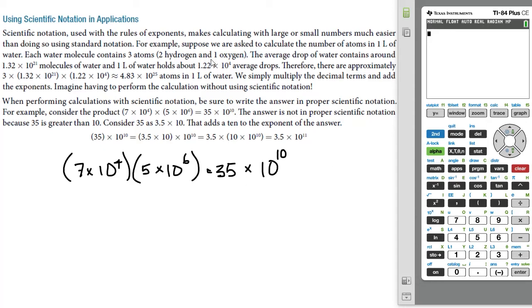Now, you've got to think to yourself here, okay, I know that 35 is equal to 3.5 times 10 to the power 1, isn't it? So then that tells me how to change my answer into scientific notation. So this will be 3.5 times 10 to the power 11 because I have to add 1 to the 10 here.